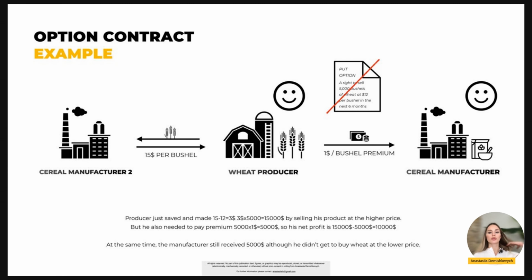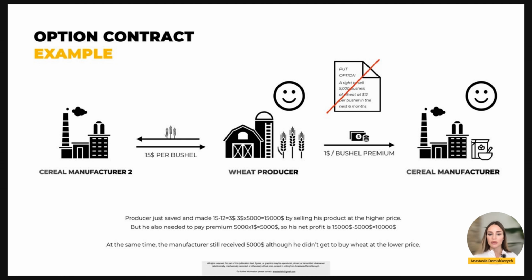So let's say that the producer had to pay a $1 premium for every bushel of wheat in order to buy the put option. Now imagine that 6 months pass and the wheat actually increased in price to $15 per bushel. Logically, it doesn't make sense for the wheat producer to sell it at $12 per bushel, and he chooses not to exercise the contract. Instead, he finds another cereal manufacturer who buys the wheat from him at the market price of $15. The producer just made $15,000 by selling his product at a higher price. But he also needed to pay the premium to cereal manufacturer number one, which comes down to $5,000.